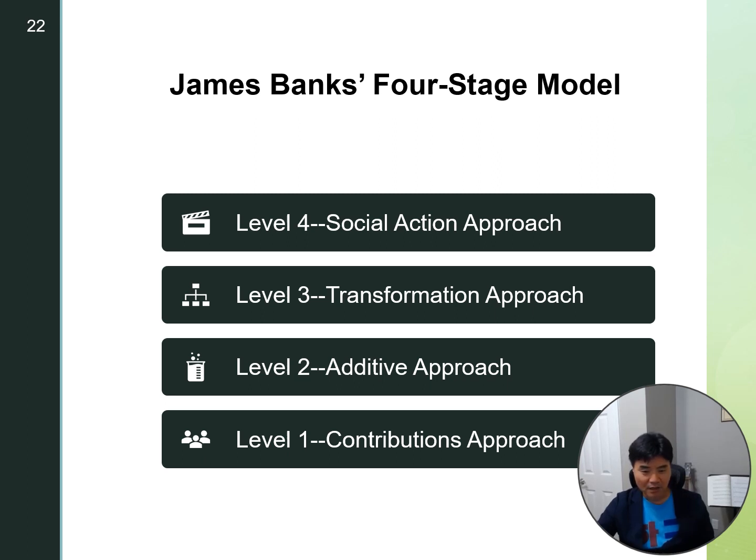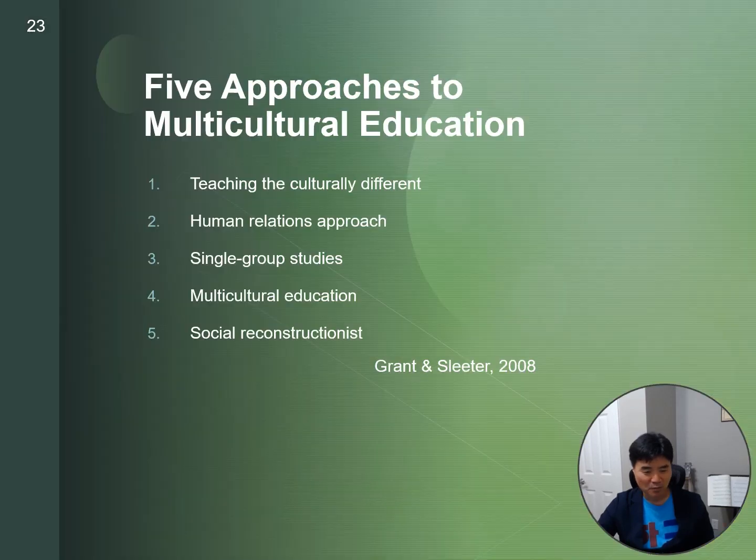Level 2, adaptive approach. Number 3, transformation approach. Number 4, social action approach. So your textbook has its definitions, right? I don't need to read all the definitions, hopefully. So you can find the definition for that and an example, okay? So that is important because time goes. Within 30 minutes, I try to, 30 minutes is a long time.